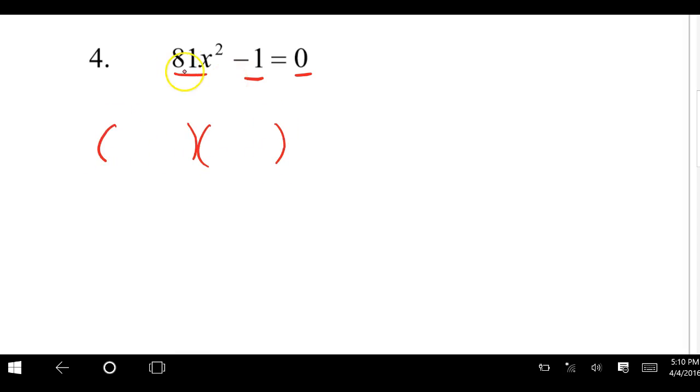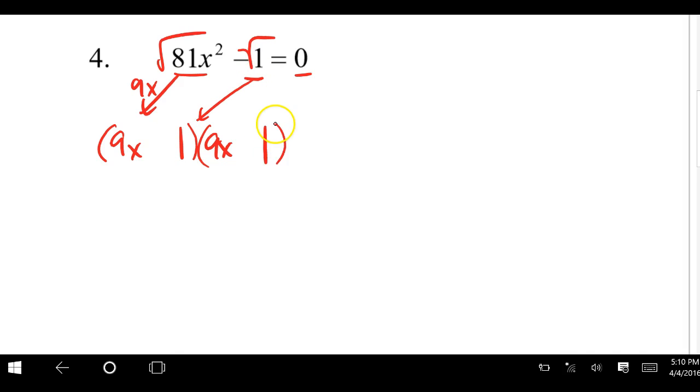If I have two numbers with a minus in the middle, I can take the square root of the first, and that becomes the first number. So the square root of the first is 9x, and the square root of the second becomes the second number. And then remember the signs, when you do this method, are plus, then minus.